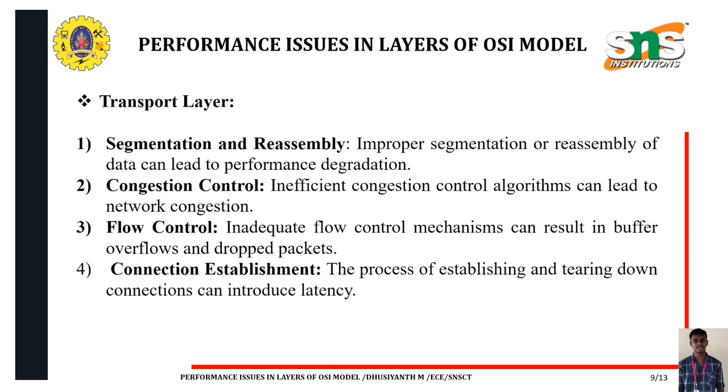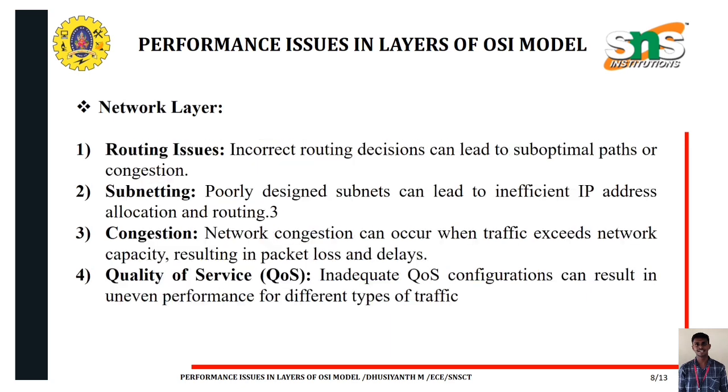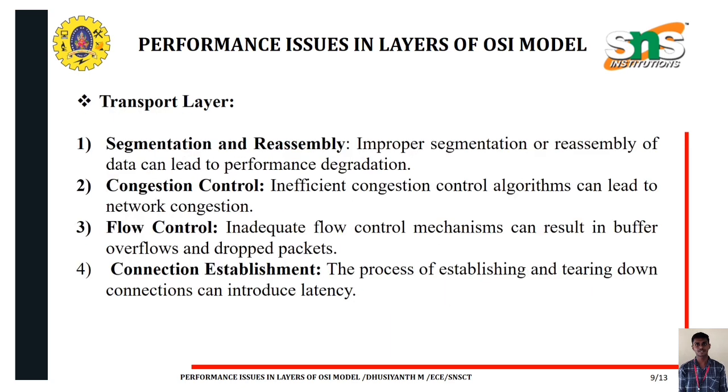Next is the transport layer. Segmentation and reassembly, congestion control, flow control, and connection establishment are the performance issues found in the transport layer. In segmentation and reassembly, improper segmentation or reassembly of data can lead to performance degradation. Congestion control: an inefficient congestion control algorithm can lead to network congestion. Flow control: inadequate flow control mechanisms can result in buffer overflow and dropped packets. Connection establishment: the process of establishing and tearing down connections can introduce latency.